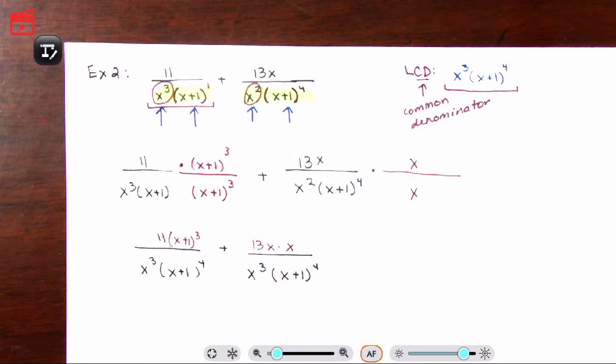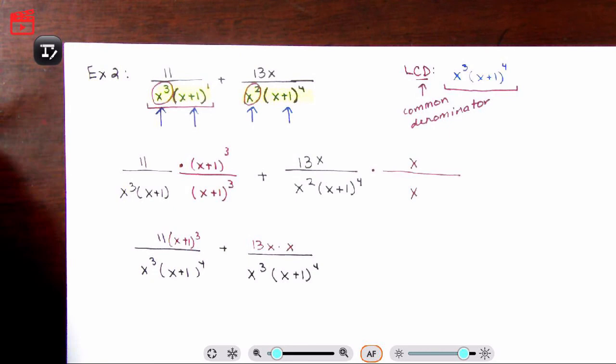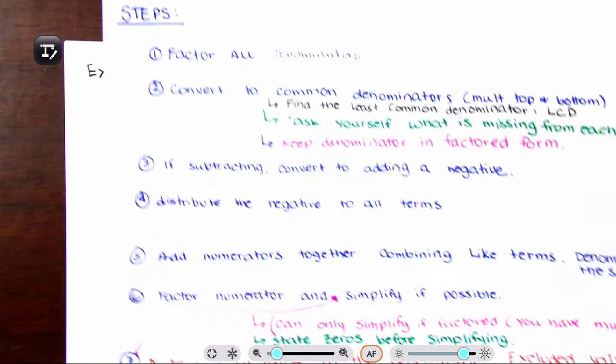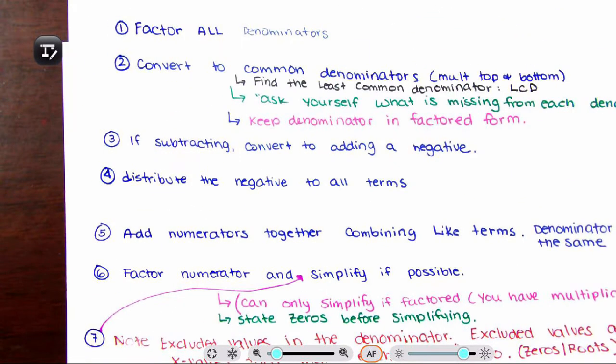And so now that we have converted to a common denominator, we're in step number 3: if subtracting, convert to adding a negative, which we don't have because we have addition. Step number 4 is distribute the negative to all terms. Doesn't apply here because we have a positive. Step number 5 is add numerators together, combining like terms. Now, here's the first thing that step number 5 did not tell us. It says add numerators together, combining like terms.